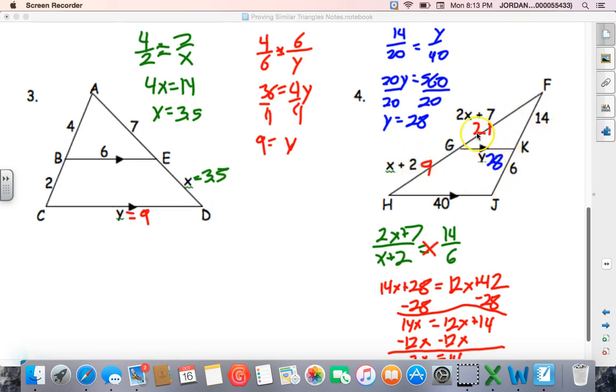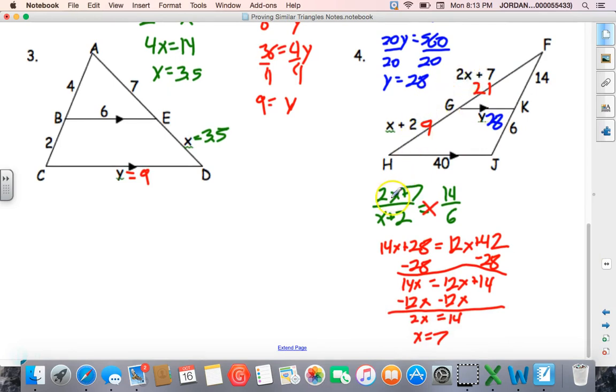So we can just do a proportion with a piece over the piece and a piece over the piece, or part over part. We don't have to do the whole. So we can say 2x plus 7 over x plus 2 equals 14 over 6. Cross multiply, again, you're multiplying two terms, so you got to do the 6 times 2x to get 12x, 6 times 7 to get 42. Same thing over here, 14 times both of these to get this part, 14x plus 28.